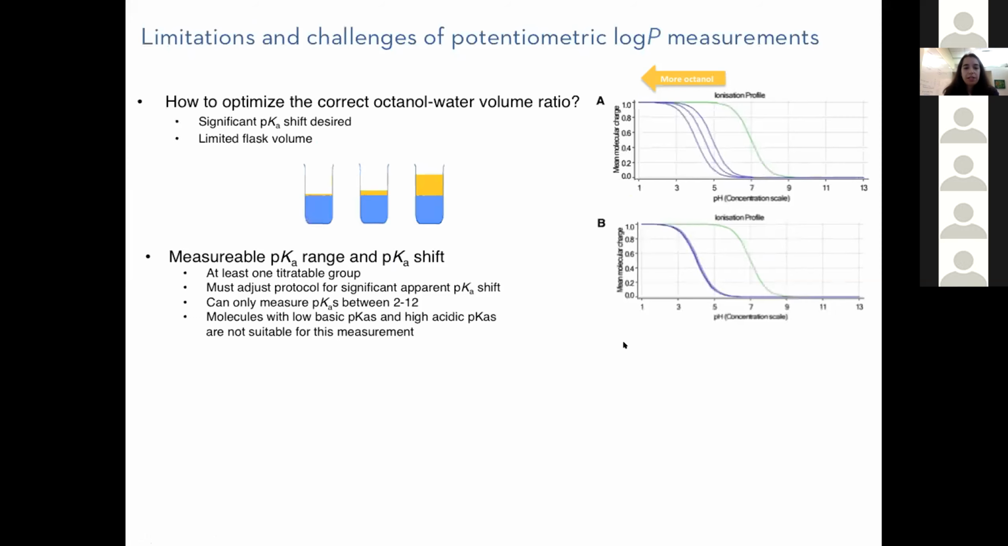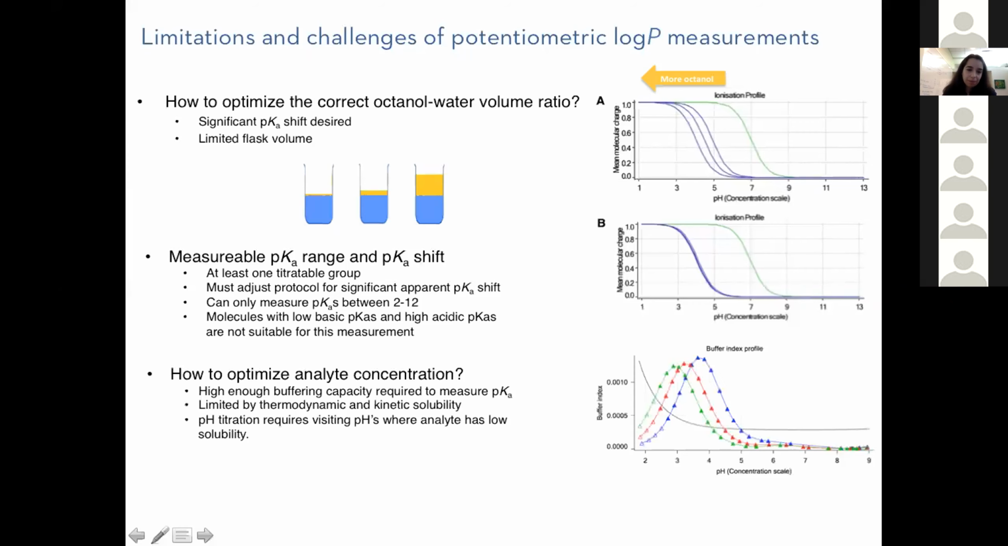Measurable pKa range and the pKa shift was another limitation. Compounds had to have at least one titratable group, and we have to adjust the protocol to have a significant pKa shift. But we can only measure pKas between 2 and 12. So if the shift is too much or it's getting out of range, then this measurement cannot be completed. Especially molecules with low basic pKas that would shift in this direction, or high acidic pKas that will shift in this direction, are not suitable for this logP measurement.